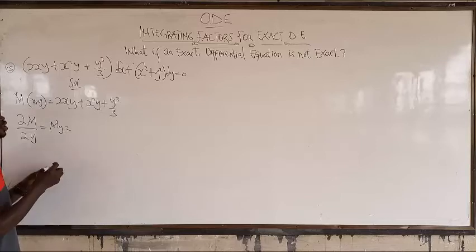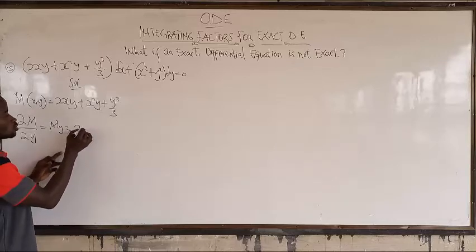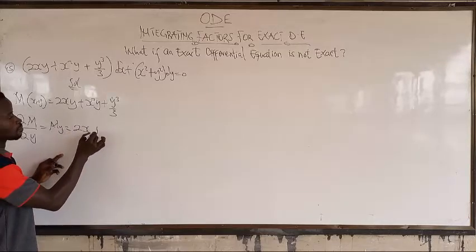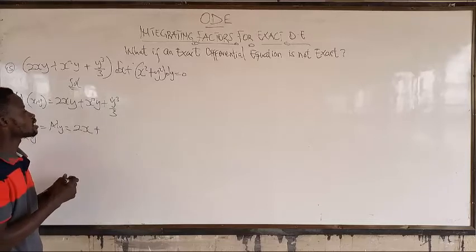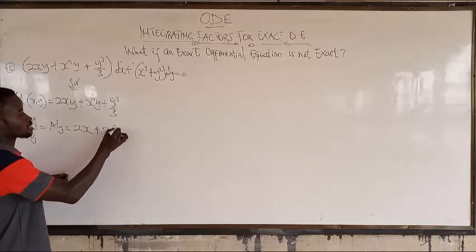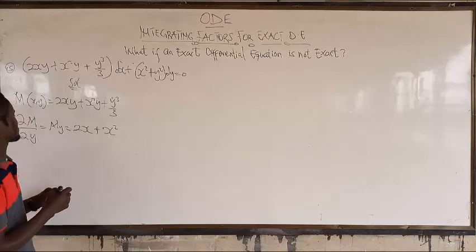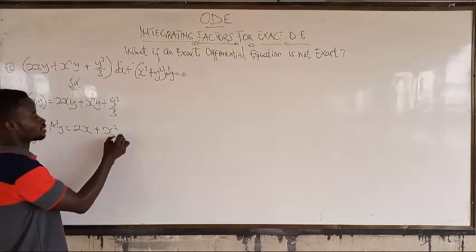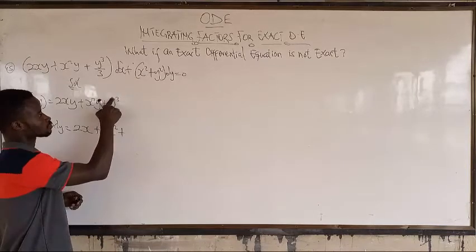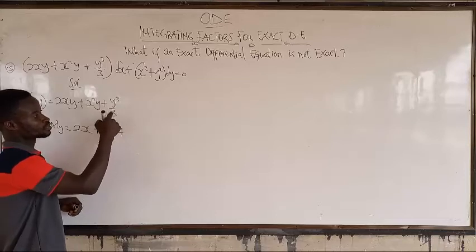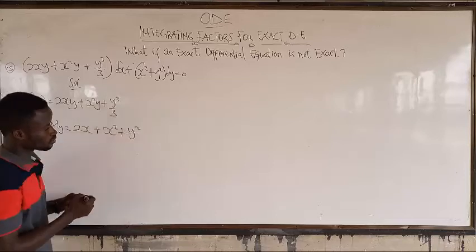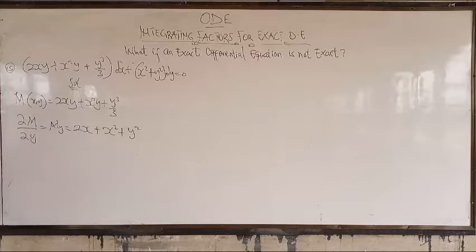Treat s as constant. We get 2s plus, treat s as constant, we get s squared plus, treat s as constant, we get 3 will cancel 3, so y squared. Alright. Then we go to n.